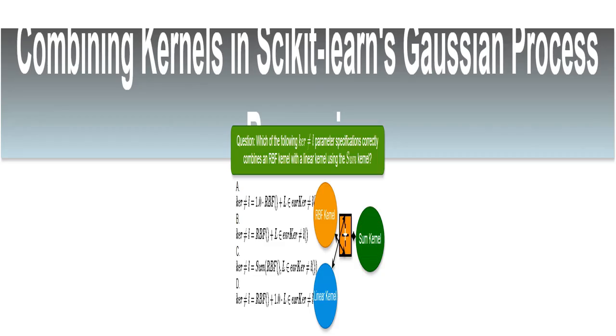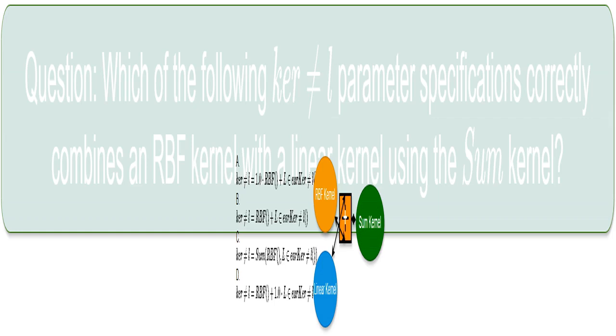Awesome! This section introduces the core problem. Scikit-learn Gaussian process regression uses kernels to model data. I'm combining kernels to build a more powerful model. This involves understanding how to add them together. This is the central question.